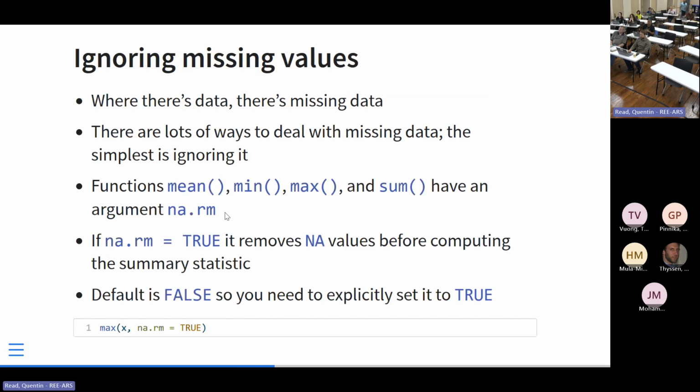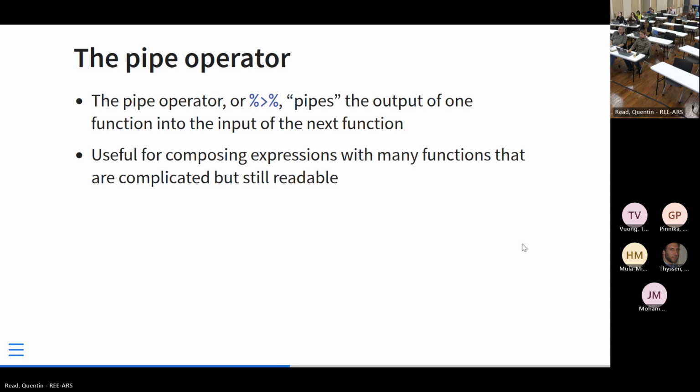You have to explicitly tell R what to do with the missing values, how to get rid of them. Basically, you use the argument na.rm equals TRUE, which means remove missing values before we do the summary statistics. You have to explicitly do that if you're taking the mean, the min, the max, or the sum, or anything like that, or quantiles or whatever.